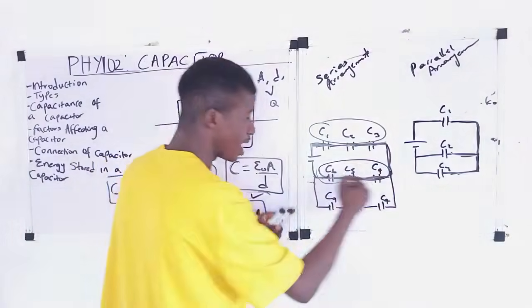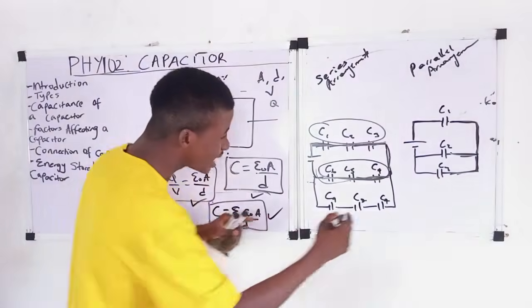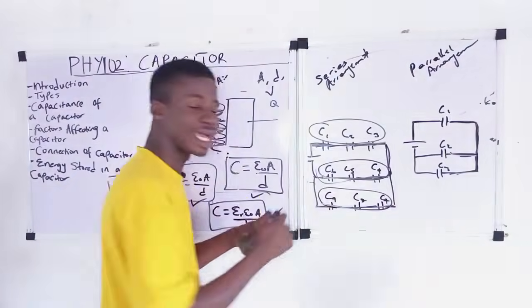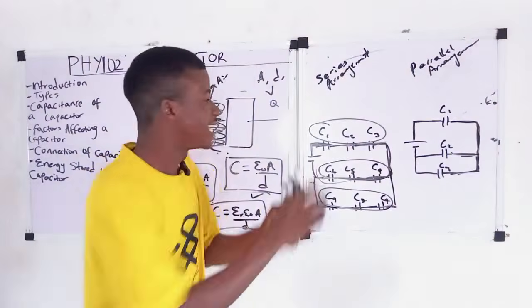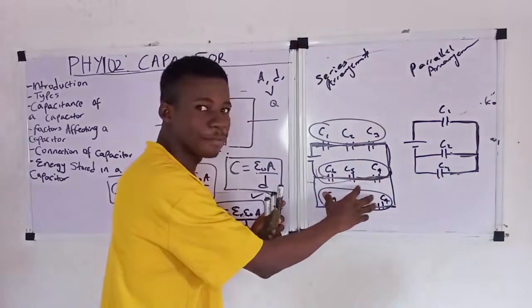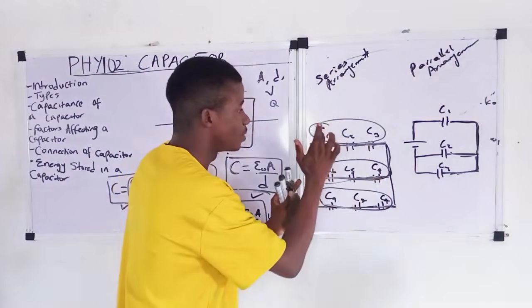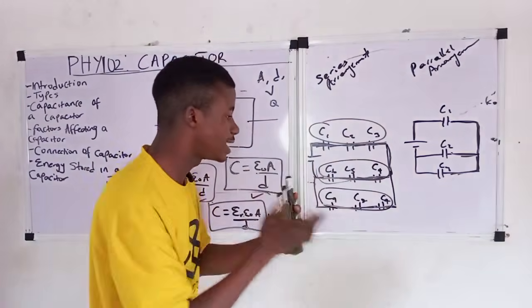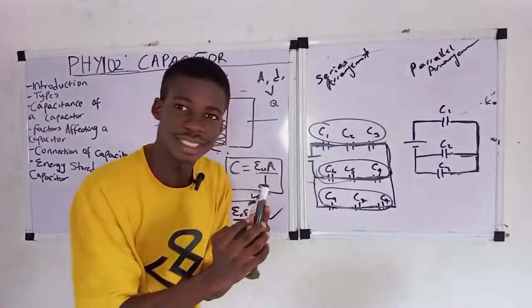So these three, they are all in series together. Same goes here, they are connected by one wire, right? So they are still in series to each other, right? Yes. Now these three are in series. One capacitor 1, 2, 3 are in series, 4, 5, 6 in series, 7, 8, 9 in series, right?